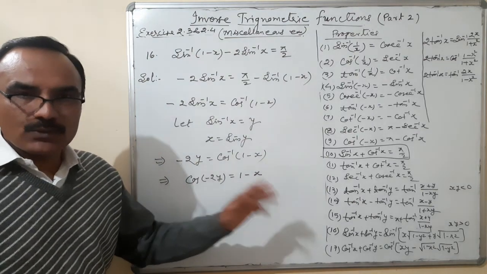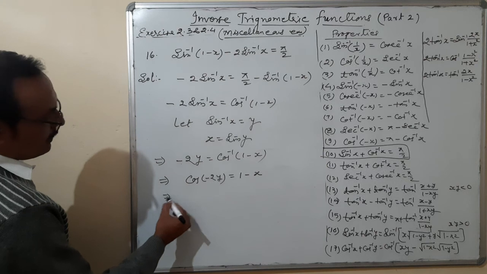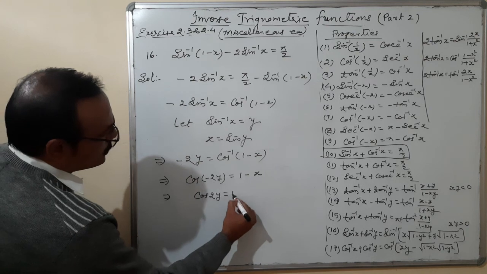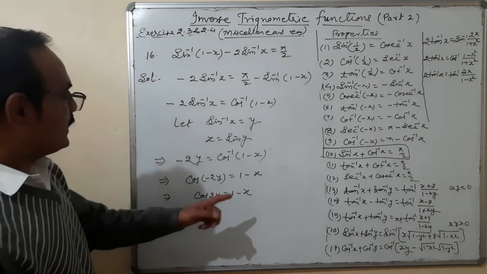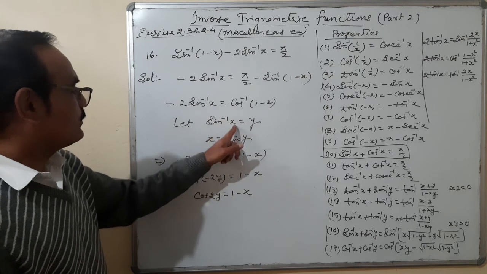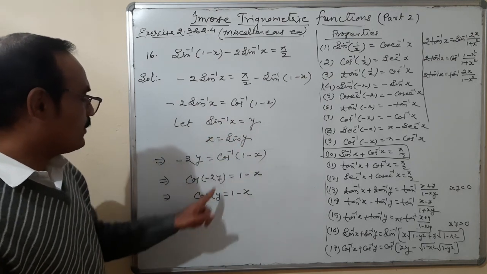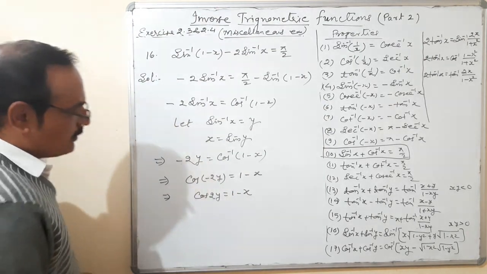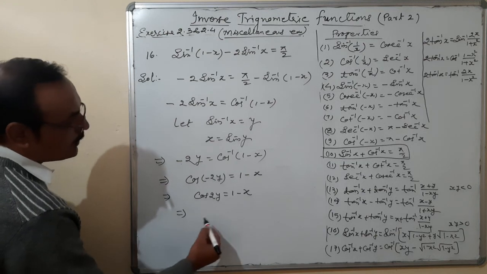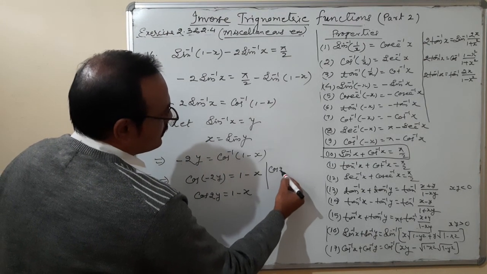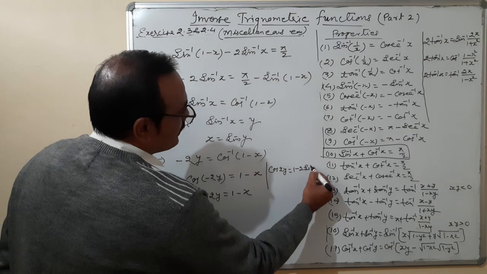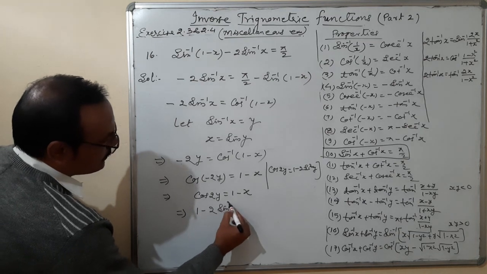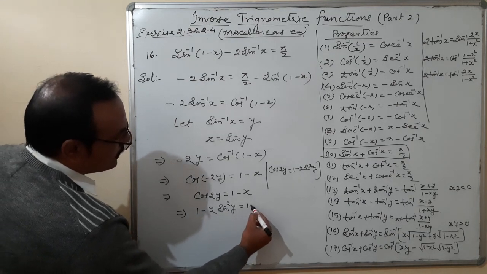And cos minus theta is equal to cos theta. So cos 2y is equal to 1 minus x. But here we have a value of y as sine inverse x. How to convert this term into the form of sine? Cos 2y can be written as 1 minus 2 sine square y. So 1 minus 2 sine square y is equal to 1 minus x.